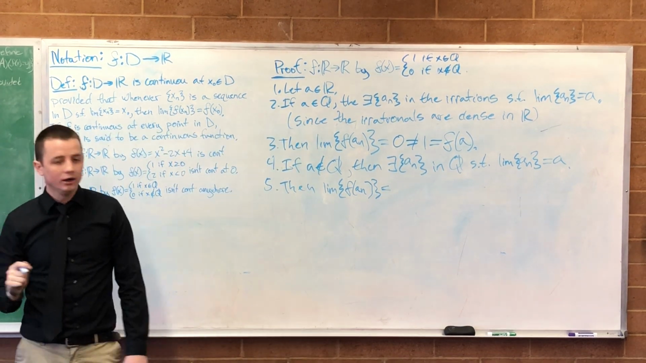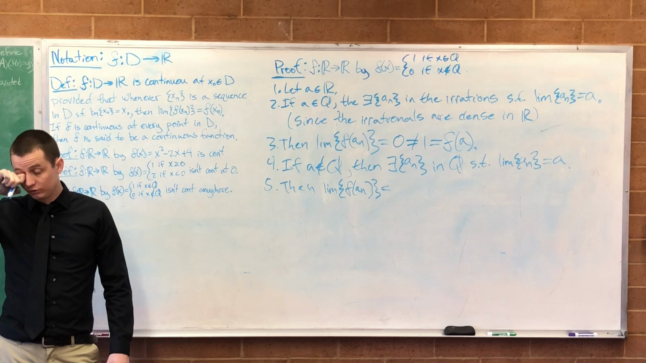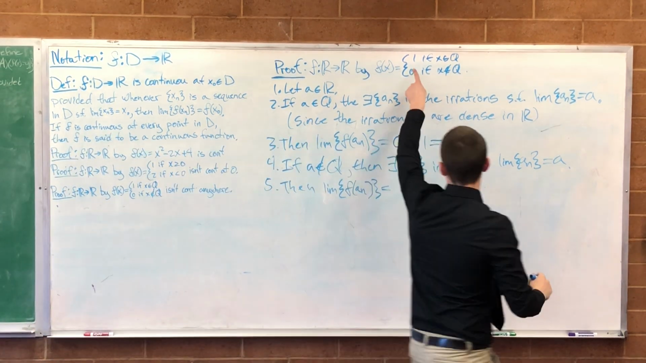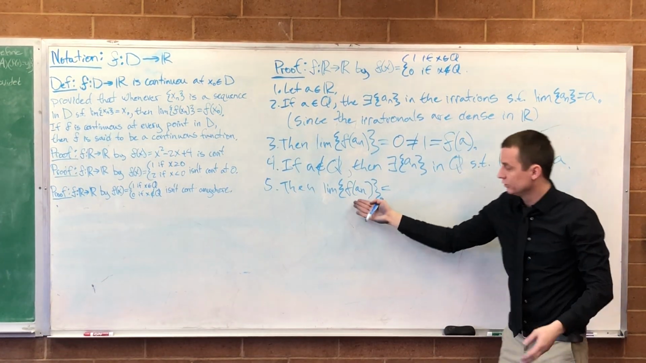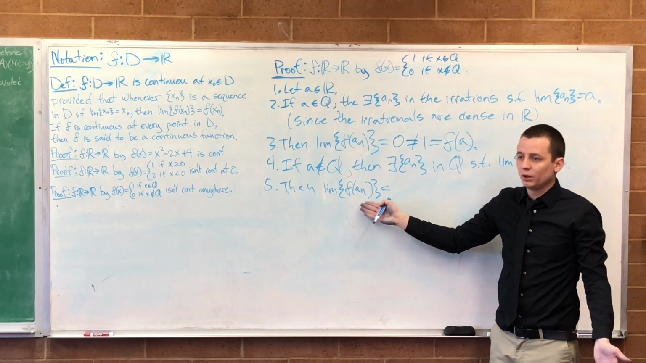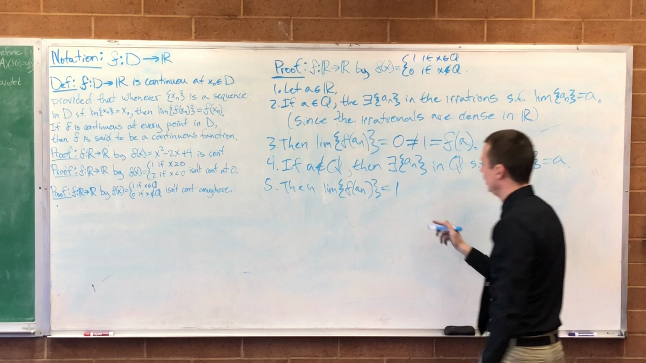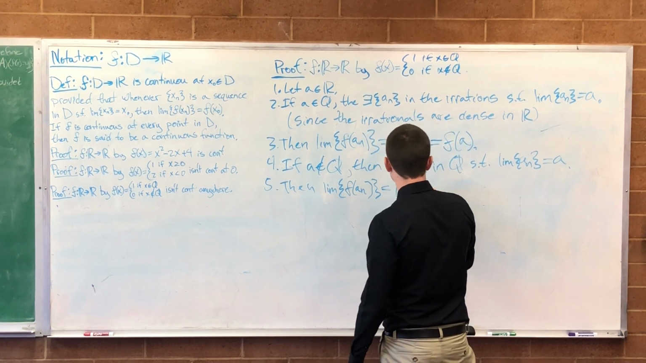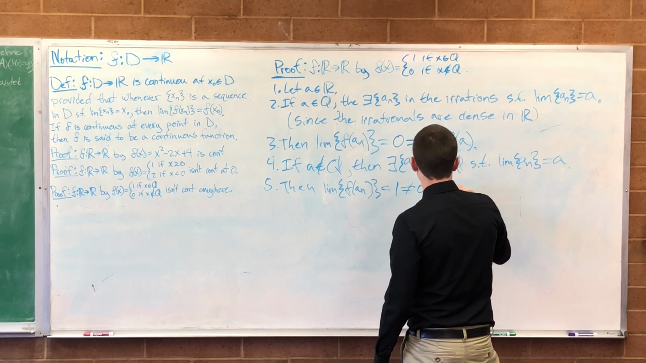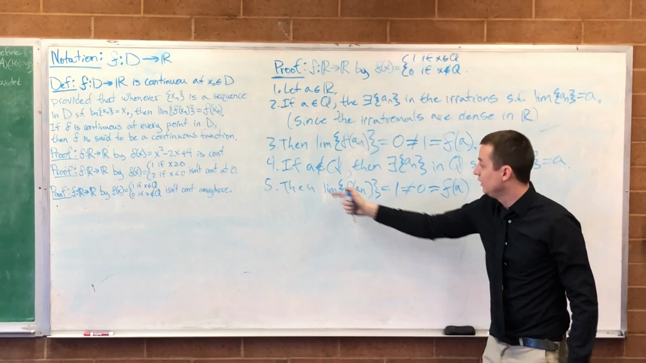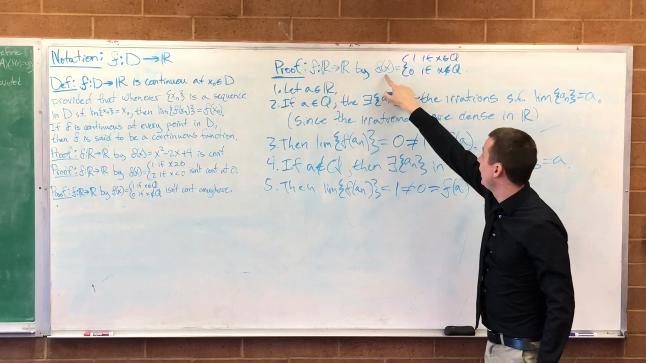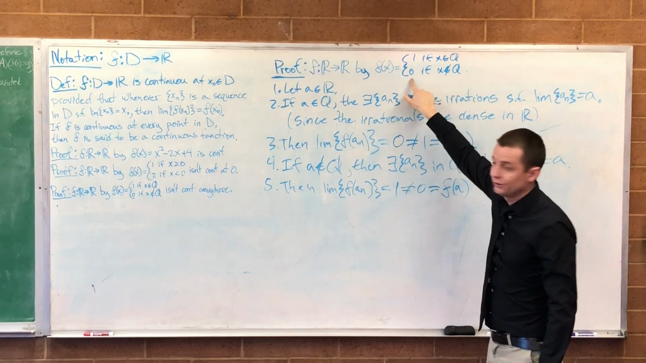1. 1, because AN is now a sequence of rational numbers, and the image of every rational number is just 1. So this sequence is just 1, 1, 1, 1, 1, 1, 1, 1, 1. The limit of a constant sequence is just whatever that constant is. In this case, it's 1. 1 is not equal to 0, which is what f of A is, because A is an irrational number, and f of any irrational number is 0.